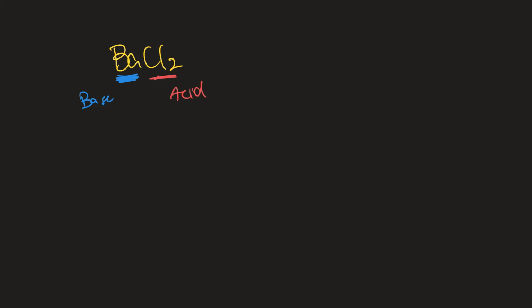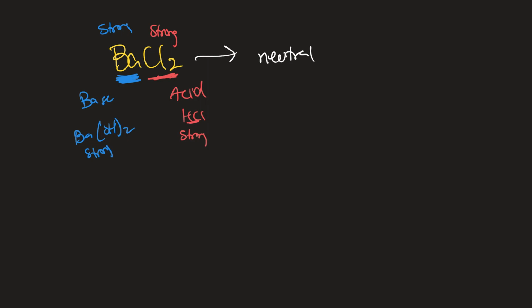For the base, we have this metal here. Most likely this metal came from barium hydroxide. Barium hydroxide is a strong base. And then this chloride, if you attach an H to this chloride, because this is literally just a conjugate base, and we pass the H back to it, we see that HCl is a strong acid. So both of these are strong. A strong with a strong will make it a neutral solution.